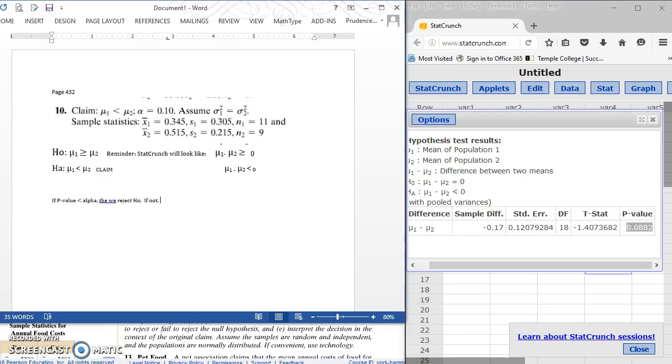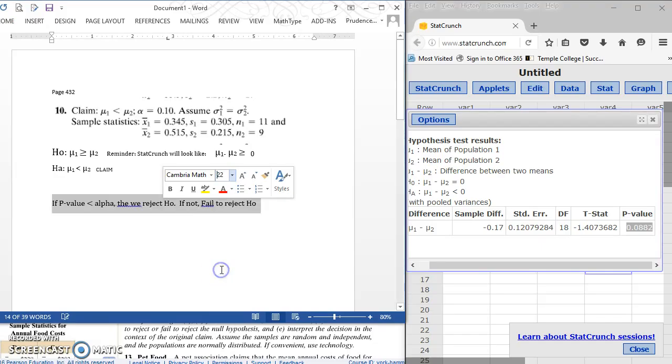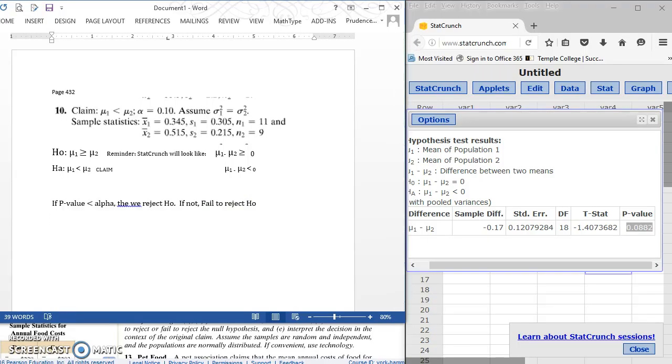If not, fail to reject H sub O. And it looks like I might need to make this print a little bigger. I thought I had it set at a higher value there, but let's make it a little bit bigger and see if we can. There we go. So let's look at those p-values. Our p-value, I'm just going to do Control-V.